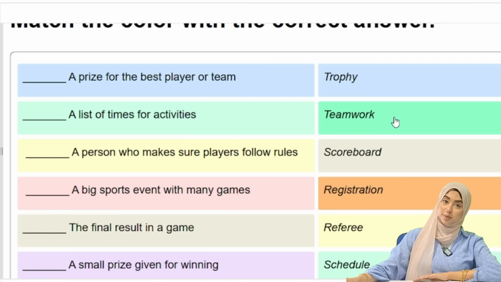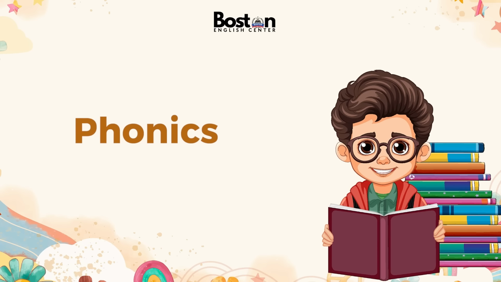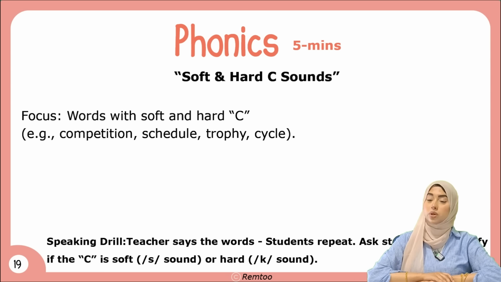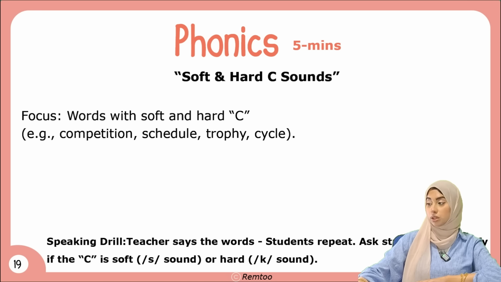Okay, so let's just see the phonics part. Here in the phonics we have a comparison between the soft C sound and the hard one. Let's listen to the sound of the words and compare. If I say competition, or schedule, here the C is pronounced as a K sound, right? But listen, if I say cycle, this is the soft one, okay? So competition, schedule, cycle, right?